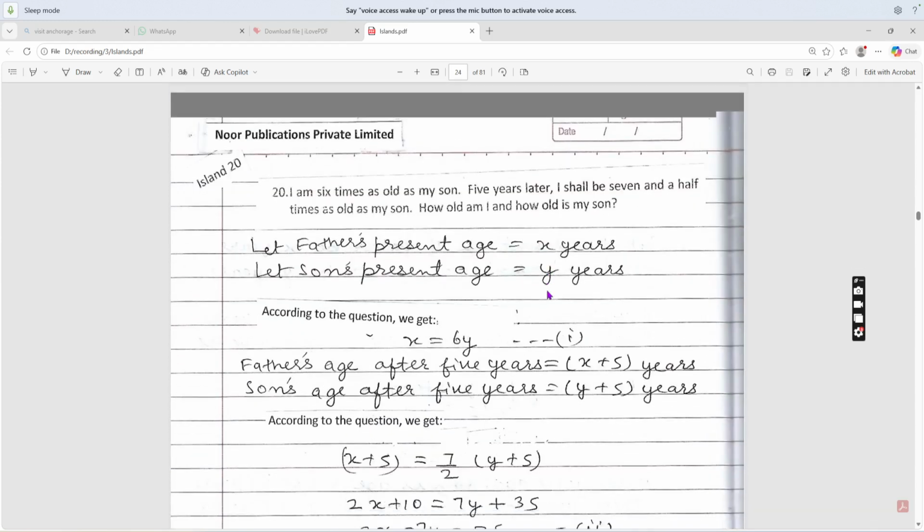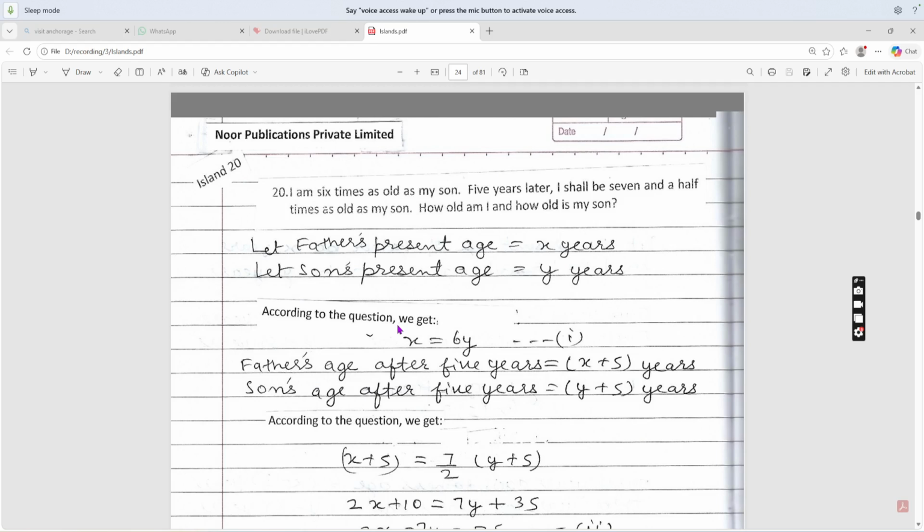Now next, I am 6 times as old as my son. Now, who is I here? I is the father, and the son is also there. So let the father's present age be x years and the son's present age be y years. Father's age after 5 years would be x plus 5, and the son's age after 5 years would be y plus 5.